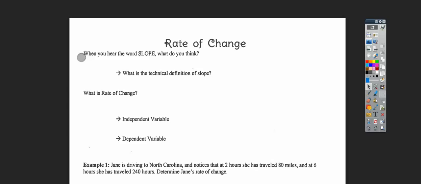Today we're going to talk about rate of change. Rate of change is just an add-on to something that we've already learned before, so it shouldn't be too challenging for you to try to figure out. So I'm going to go ahead and highlight my title, and then highlight where it says, when you hear the word slope, what do you think?